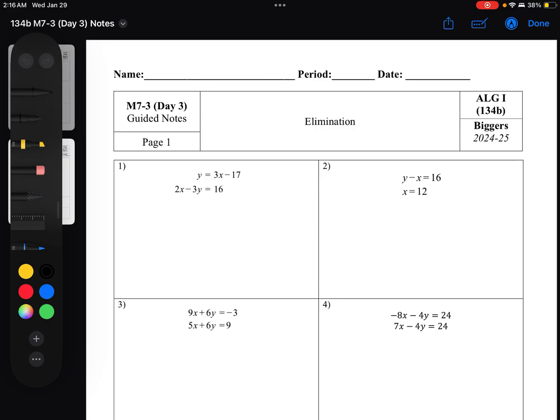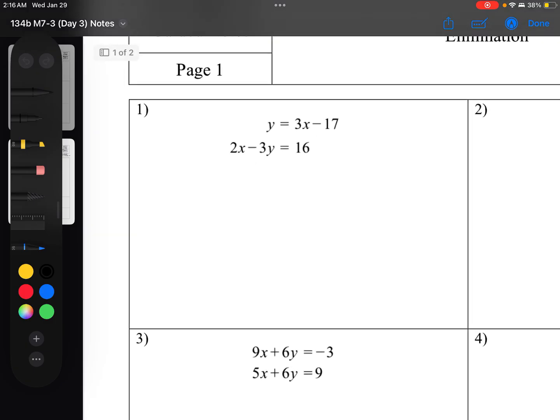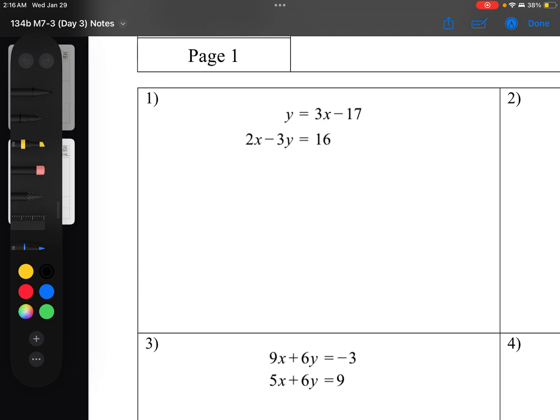Please pardon my voice. I am very ill at the moment, so I'm going to try my best to teach you how to do some examples. So we're going to solve these using either elimination or substitution, whichever works best.